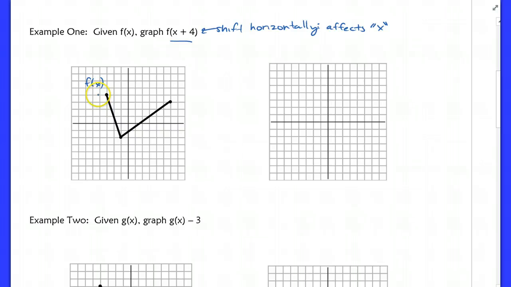Now, of course, I could just come over here and take every point and translate it 4 units to the left. So I would go 1, 2, 3, 4 to the left, 1, 2, 3, 4 to the left, and 1, 2, 3, 4 to the left, and just draw my points this way. And that is the same graph shifted horizontally 4 units to the left.